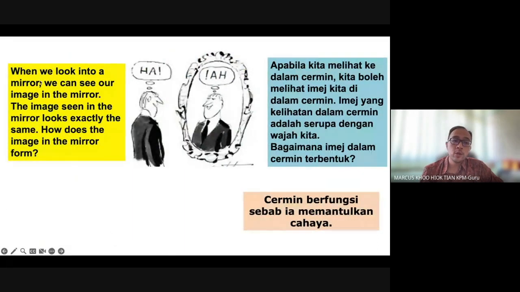So when we look into a mirror, we can see our image in the mirror. The image seen in the mirror looks exactly the same. Our question, of course, is how does the image in the mirror form? And don't forget that the mirror functions based on the phenomenon of reflection, which is something that we learned in the previous class.